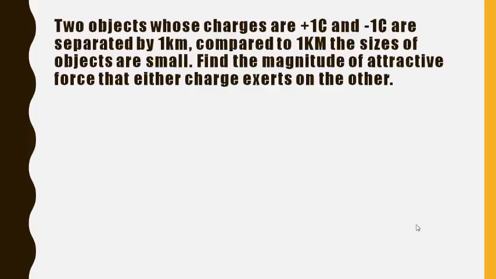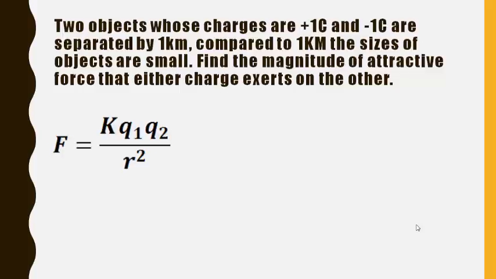Let us now solve a numerical to understand how these forces work. Two objects whose charges are +1 and -1 Coulomb are separated by 1 kilometer. Compared to 1 kilometer, the sizes of the objects are small. Find the magnitude of attractive force that either charge exerts on the other. Now, you are given charges Q1 and Q2 as +1 and -1 Coulomb. The distance R is given as 1 kilometer.